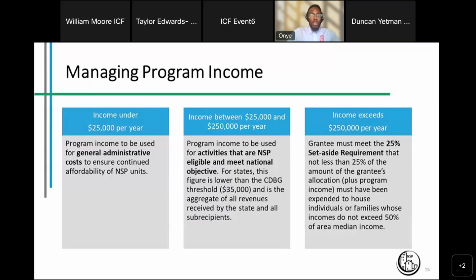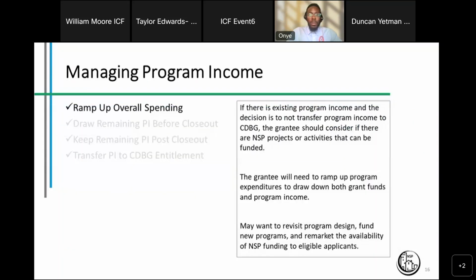So there's 3 things going on here. As you are making your decisions about what to do, just bear in mind that this is going to come into play. All right, so now for the next 5 slides, we're going to cover 4 strategies that hopefully can help you deal with any program income that's remaining.